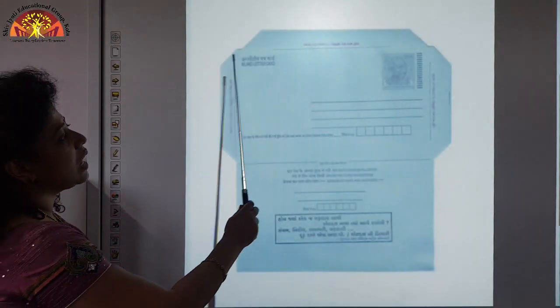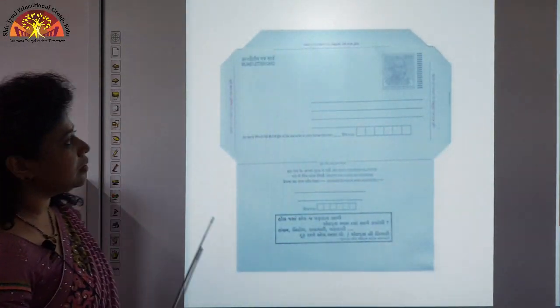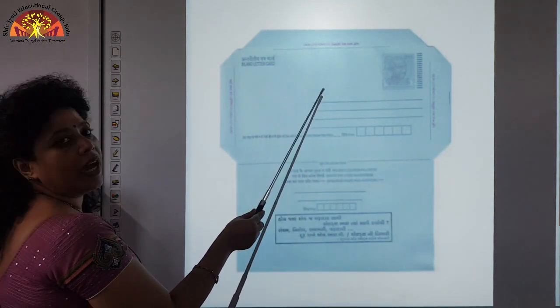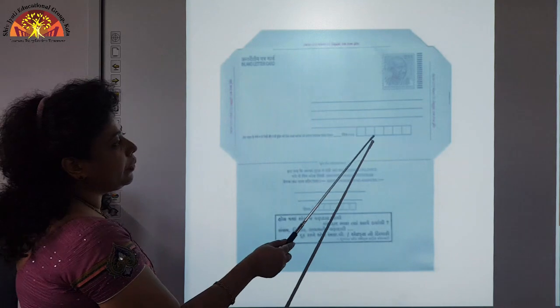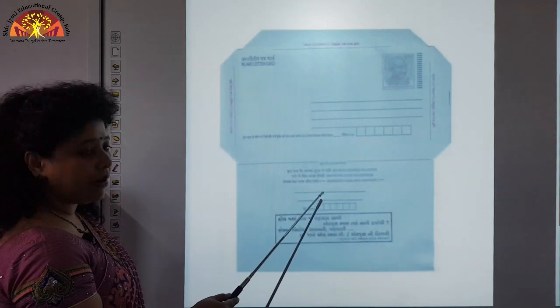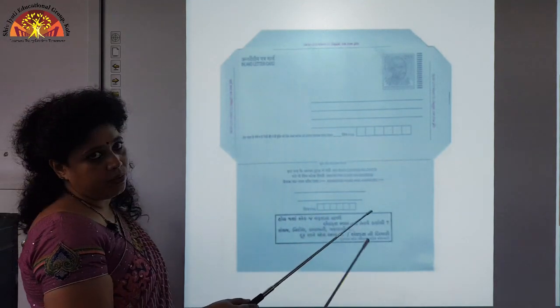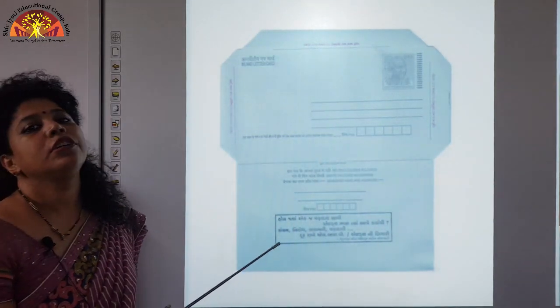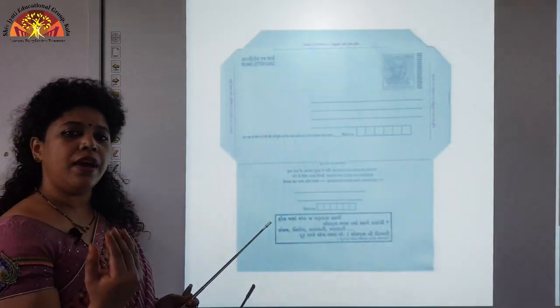This is how an inland letter looks. This is your stamp here. You write the to address and pin code here, and you write your from address and pin code here. And behind this page you write the content of your letter to whomsoever you want.